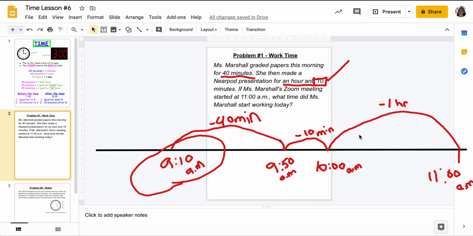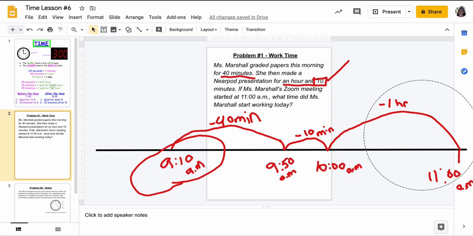So you can double check your work by then going forward in time to check. If I started at 9:10, I worked 40 minutes, it's then 9:50. I then worked an hour and 10 minutes. So if I jump 10 minutes ahead, it's then 10 o'clock, and then jump another hour at 11 for my meeting. So that makes sense. So I started work at 9:10 a.m.